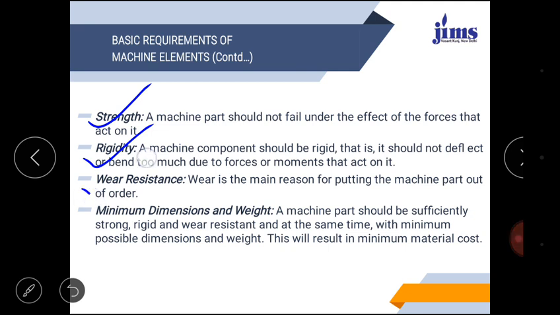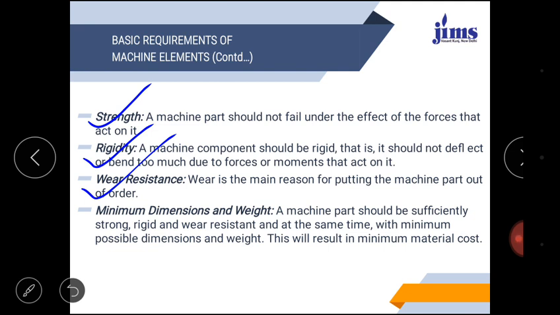The next one is wear resistance. Mostly the components are replaced due to wear and tear, or bearing, due to the bearing of machine elements.